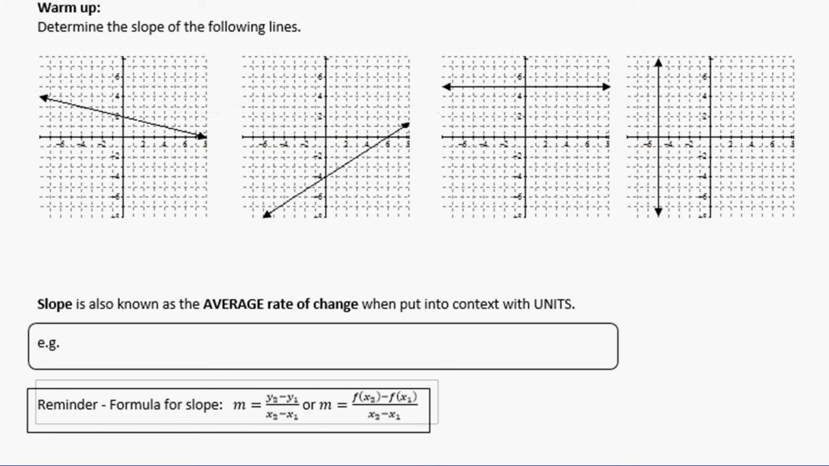Alright, so here we go. Warm up. Since average rate of change is just kind of an addition to slope, as a warm-up, I'm going to find the slope of these 2 points. You can do this on your own. I'm just going to go through it with you quickly.